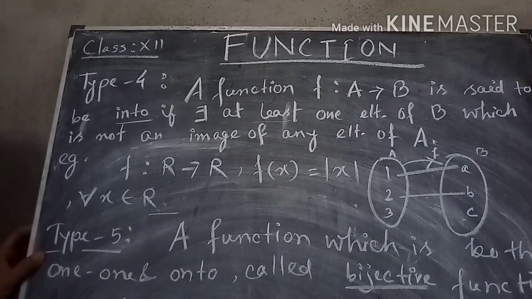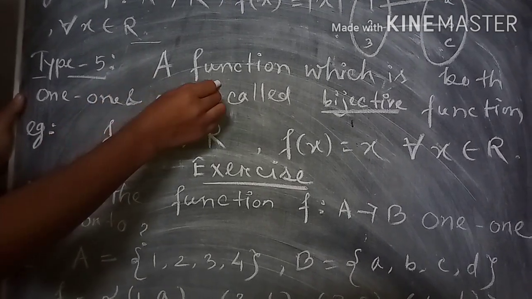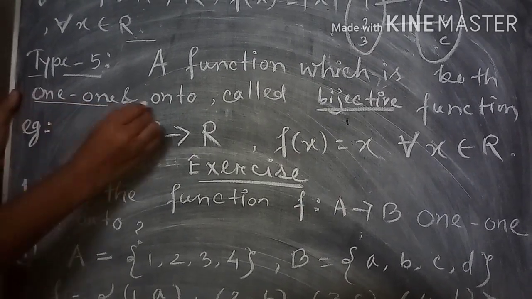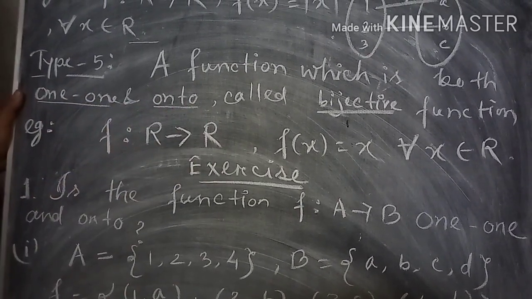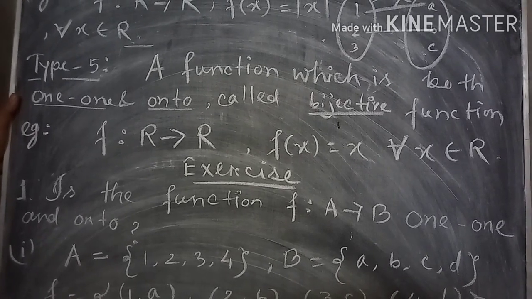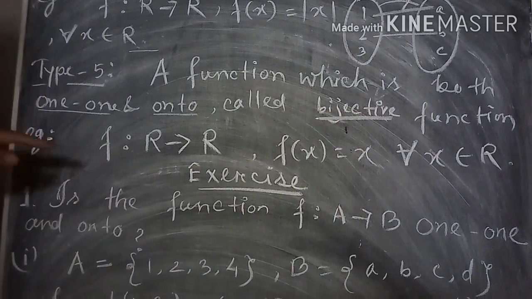Now type number 5, a function which is both 1-1 and onto. A function which is both 1-1 and onto is called bijective function or bijective map. So this is the definition. Let us take an example.